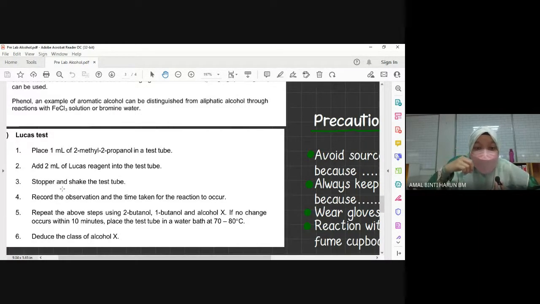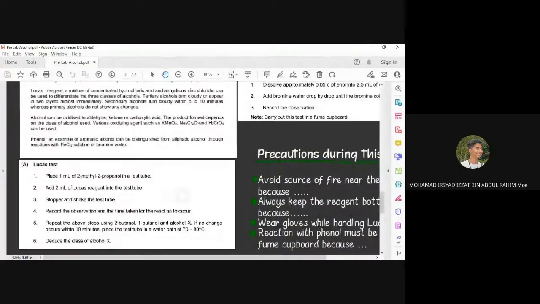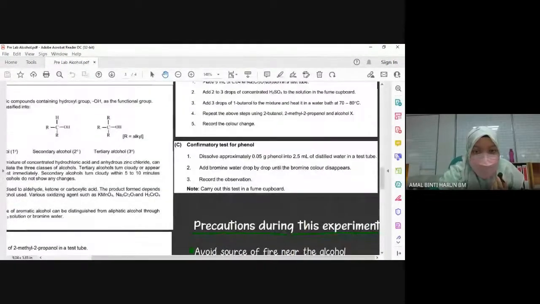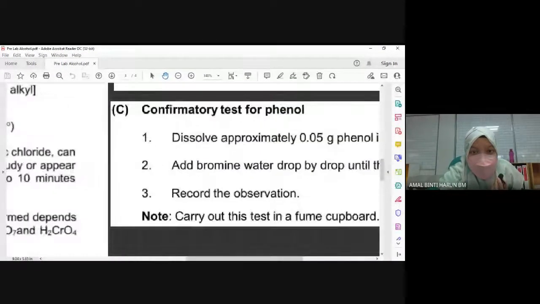Lepas tu kita kena tengok observation dia. So test tube tu kita labelkan alkohol, apa nama alkohol tu. Lepas tu itu saja. Campurkan dan biarkan je, ambil masa. Lepas tu ulang dengan menggunakan 2 butanol, 1 butanol and alcohol X. Okay, boleh faham? Simple je kan? Okay. Boleh.